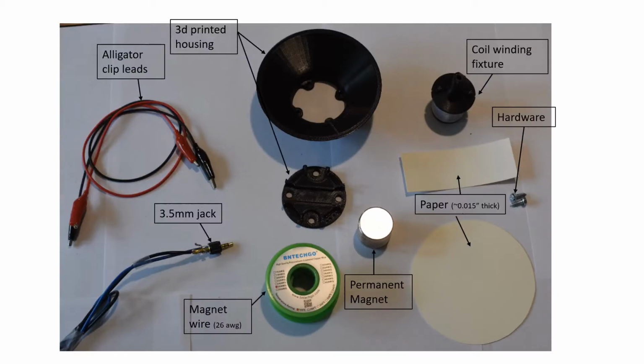Here are the components that will be used to build a dynamic microphone for demonstration. The magnet wire will be used to create a conductive coil, paper for the diaphragm, a permanent magnet, housing, and a 3.5mm jack.